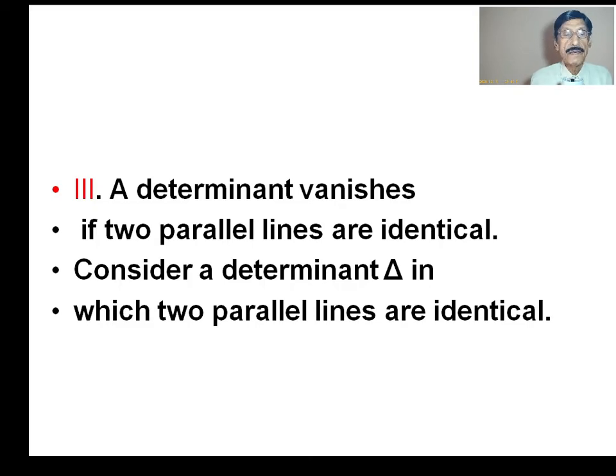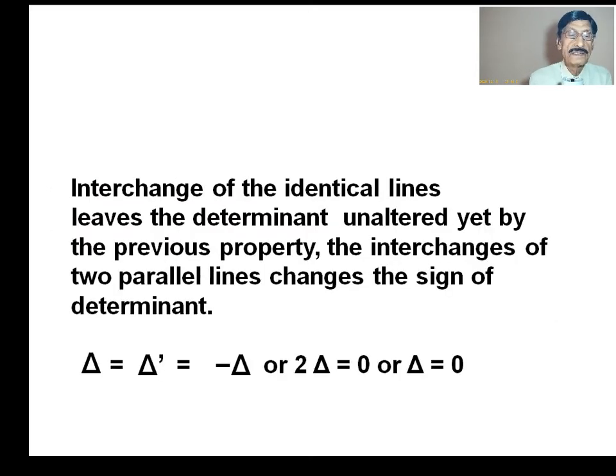Third property. A determinant vanishes if two parallel lines are identical. Now consider a determinant delta in which two parallel lines are identical. Interchanging the identical lines leaves the determinant unaltered. Yet by the previous property, interchange of two parallel lines changes the sign of the determinant. That means delta is equal to delta dash is equal to minus delta. Therefore, 2 delta is equal to 0, or delta is equal to 0.